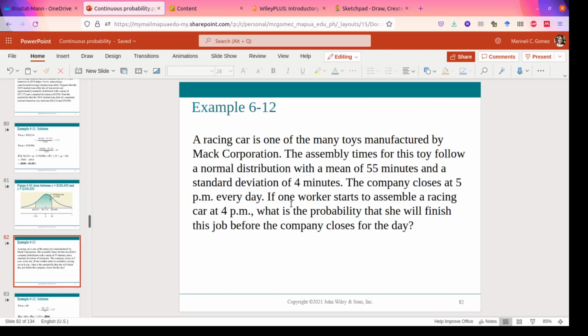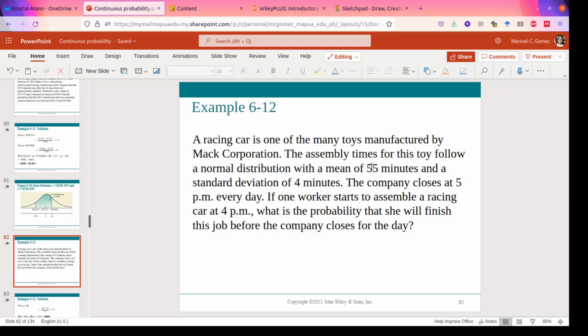The racing car is one of the many toys manufactured by Mack Corporation. The assembly time for this toy follows a normal distribution with a mean of 55 minutes and standard deviation of 4 minutes. The company closes at 5 p.m. every day. If one worker starts to assemble a racing car at 4 p.m., what's the probability that she will finish the job before the company closes for the day? The company closes at 5 p.m. and she starts at 4 p.m., so you have 1 hour of assembly time.